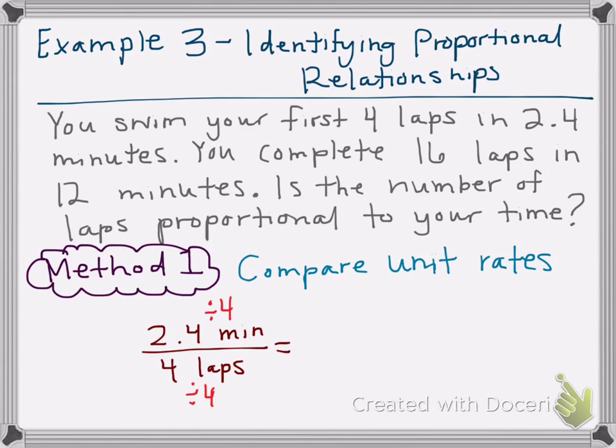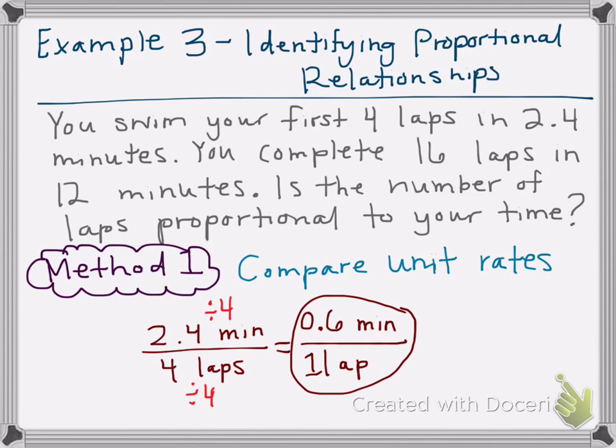And then we can go ahead and do that. 2.4 divided by 4 is 0.6. 0.6 minutes is how long it will take to do 1 lap. Okay? So this is our unit rate. Now let's compare it to the unit rate of the other one to see if our time and laps are proportional.